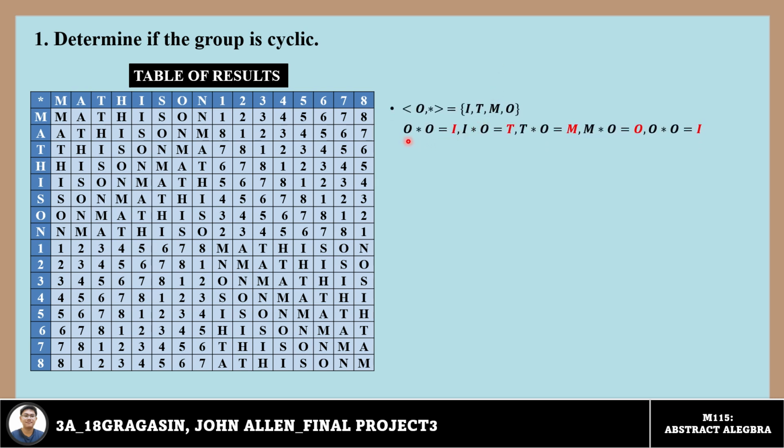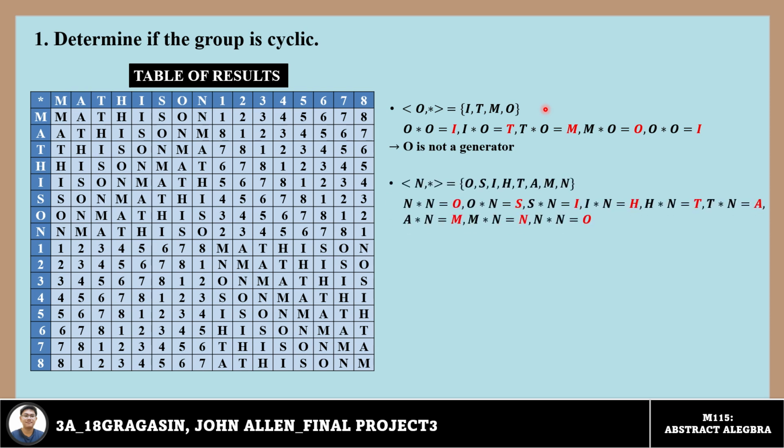As you can see here, when we operate O to itself, it is equal to I, and then I star O is equal to T, and then T star O is equal to M, and then M star O is equal to O, and then O star O is equal to I. As you can see here, it brings back to the first one. Therefore, its resulting elements are I, T, M, and O, and it doesn't generate the entire set G. Therefore, the element O is not a generator.